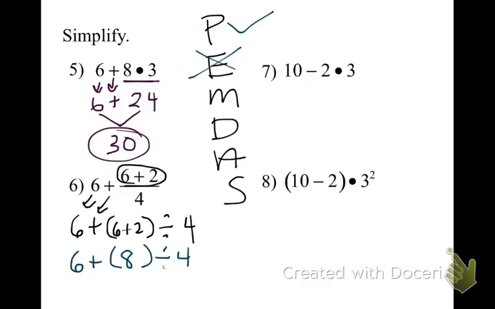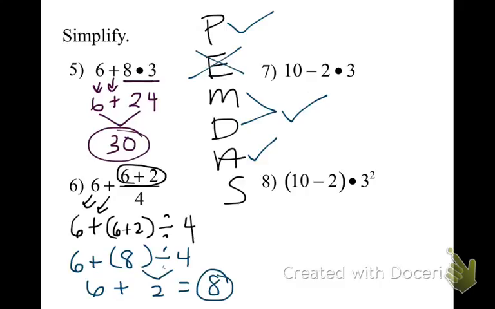I don't have any exponents. Do I have any multiplication or division? Yes, I do. I have that division sign. What is 8 divided by 4? 8 divided by 4 is 2. Bring down my 6, bring down my plus, and what's 6 plus 2? 6 plus 2, which is my addition, is going to be 8, and 8 will be my answer.